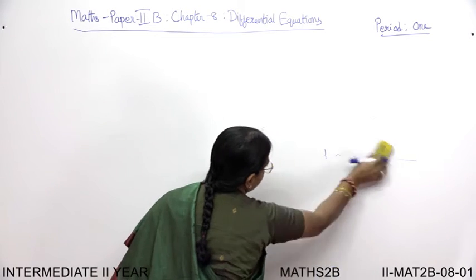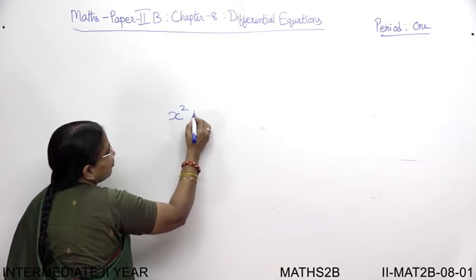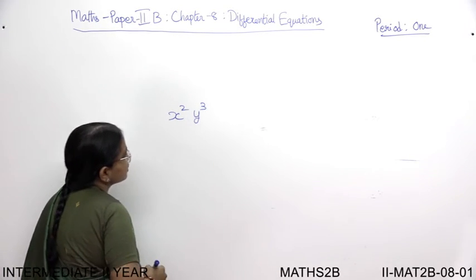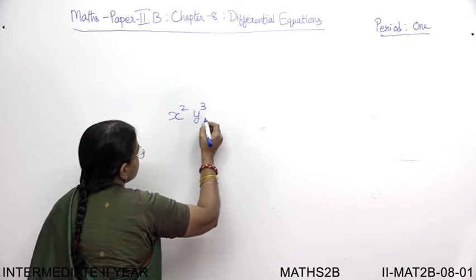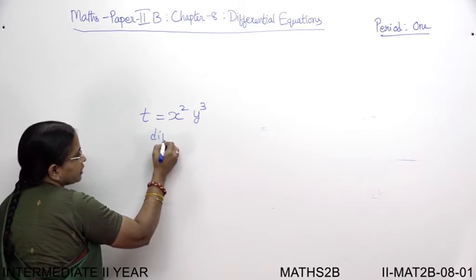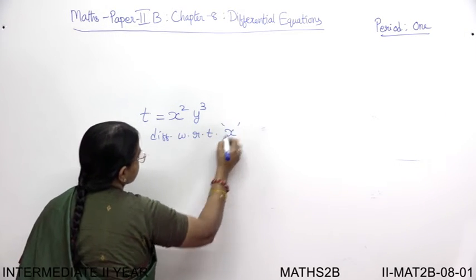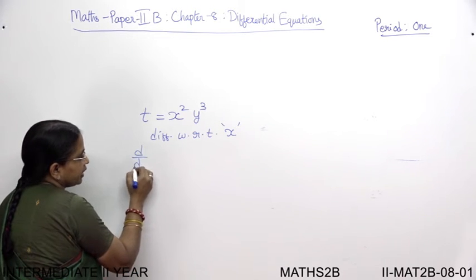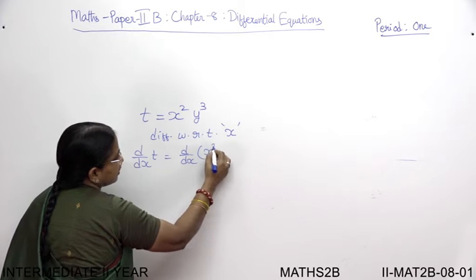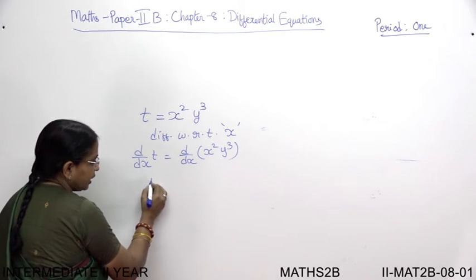Now we'll take one function like this. Suppose I have x square y cube equal to some t. We'll take this as t. Now differentiate with respect to x. So d by dx of t is equal to d by dx of x square y cube. Try to understand the steps here. So this is dt by dx.